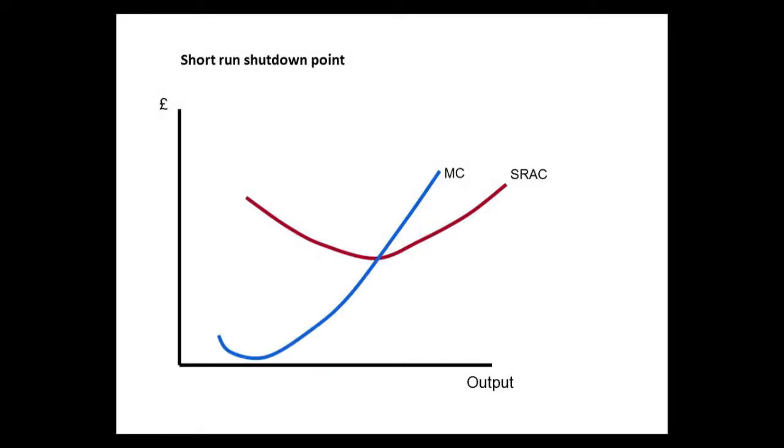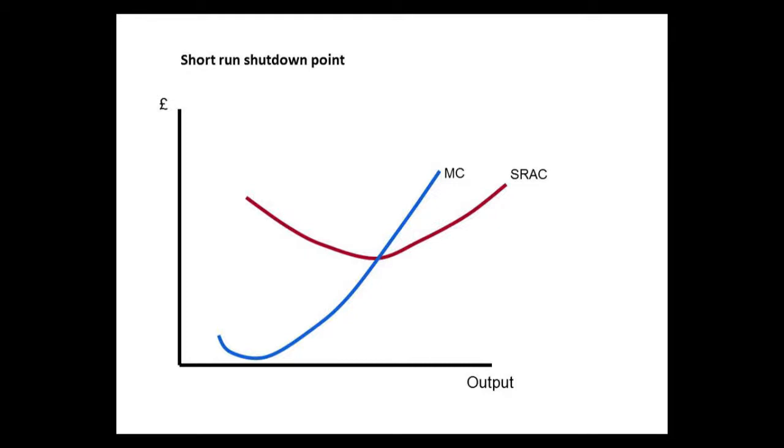We can show this in the short run like this. We start with our two normal curves, the MC curve and the short run average cost curve. But these average costs are made up of two different types of costs. Fixed costs, the ones that don't change as we change output, things like rent of our factory, and then variable costs, the ones that do change as we change our output, things like raw material costs.